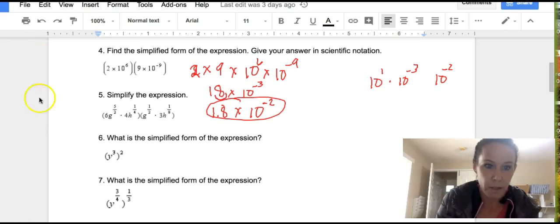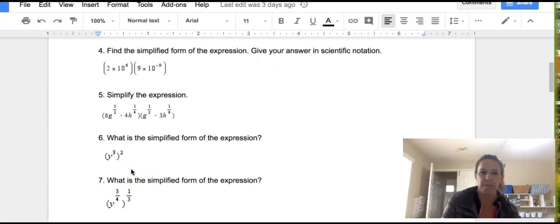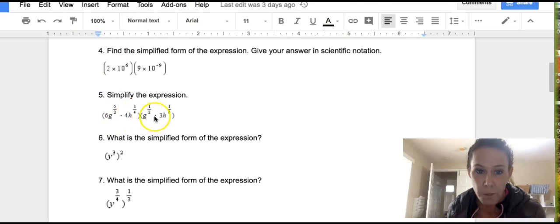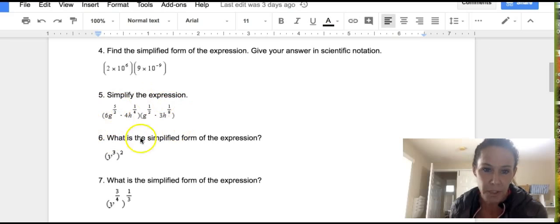Okay, let's move on to number 5. Let's look at number 5, simplify the expression. We've got some fractional exponents, or rational exponents. Once again, everything is multiplied together, so I'm going to rearrange this in an order that works for me. I've got 6 times g to the 5/2 times 4 times h to the 1/2 times g to the 1/2 times 3 times h to the 1/8.